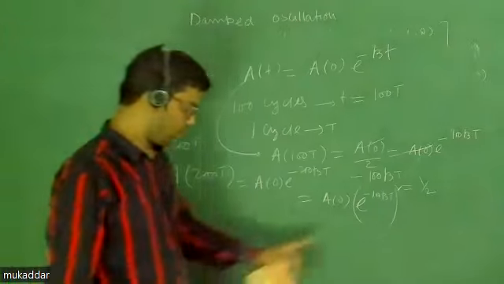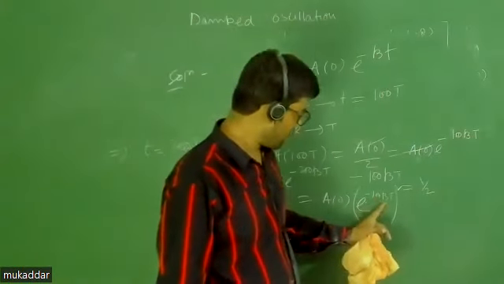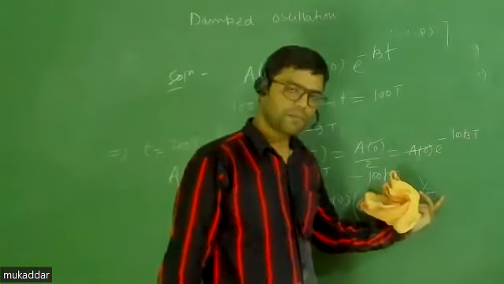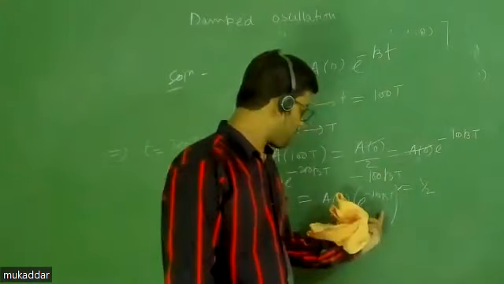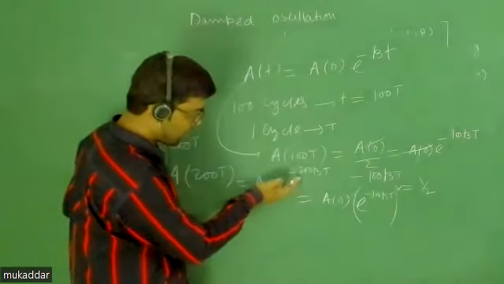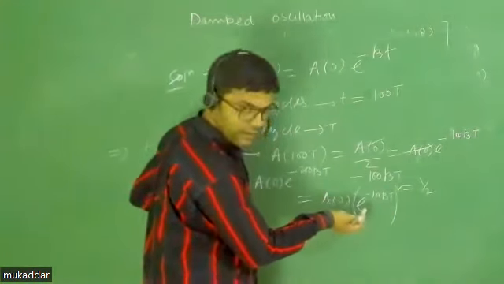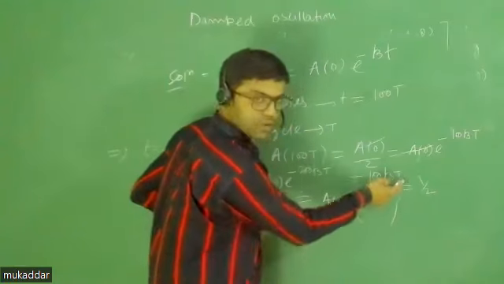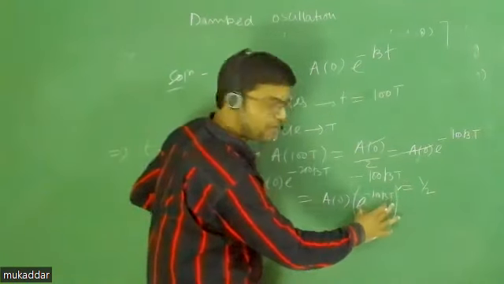Am I correct? And you have obtained this e to the power minus 100 beta t. What is its value that you obtained? That is half. You have obtained half. So half squared, right? Is it clear? A naught e to the power minus 200 beta t. Further, you can write it as the square of e to the power minus 100 beta t, and you have already calculated its value.